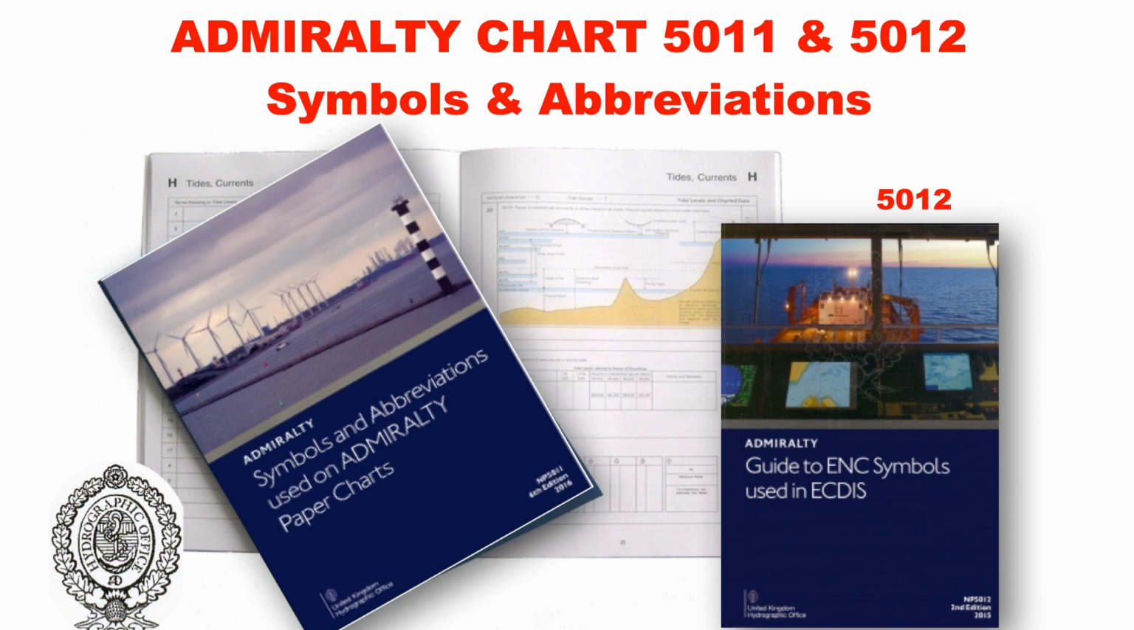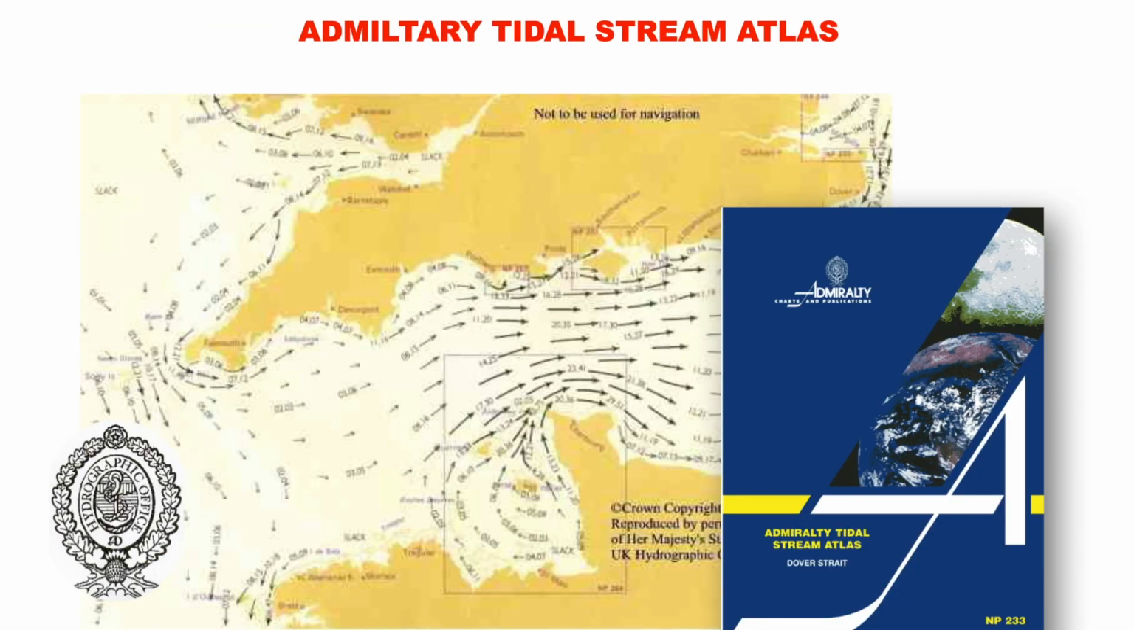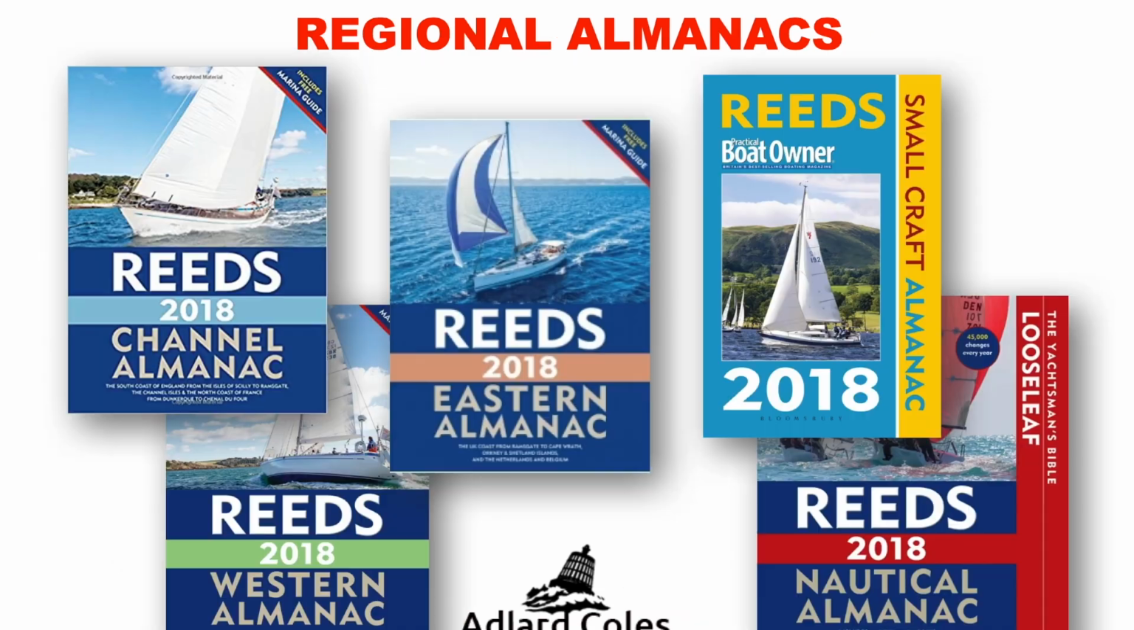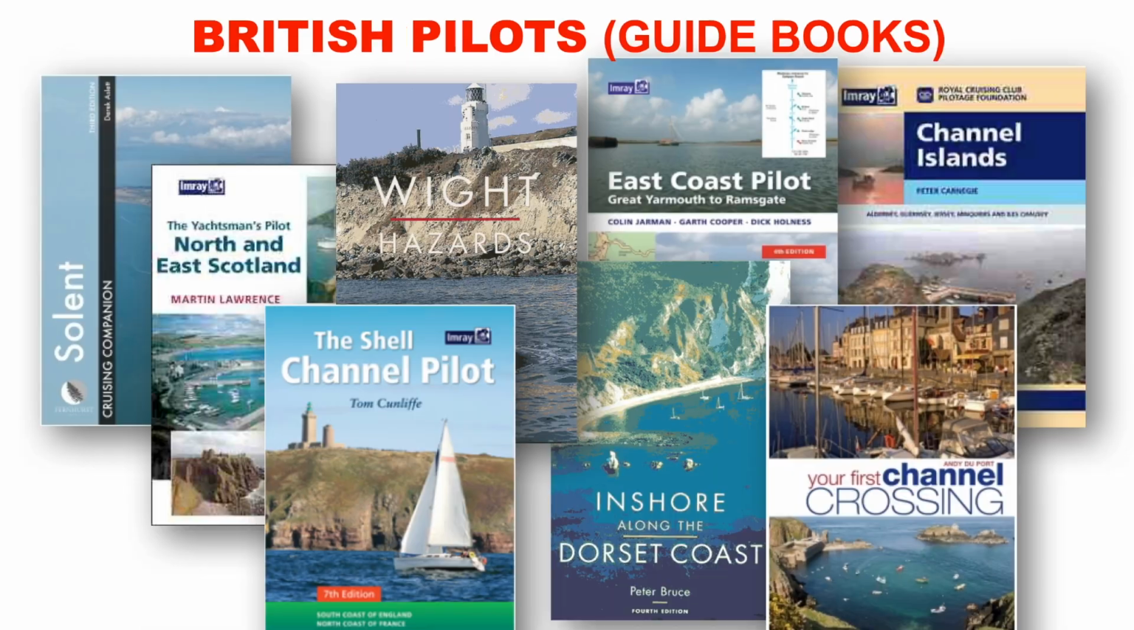This is a booklet that shows you the Admiralty chart 5011, shows you all the symbols and abbreviations that are on the chart. This is the tidal stream atlas, which shows you the direction and speed of the tide, and we'll go through that during the course. Small craft almanac, you can get that for a large area here from Northern Europe, and it will give you loads of information, or you can buy the one for your selected area, which is more cost effective.